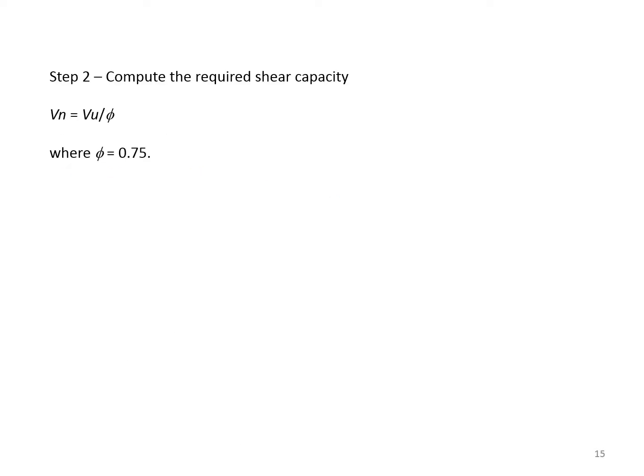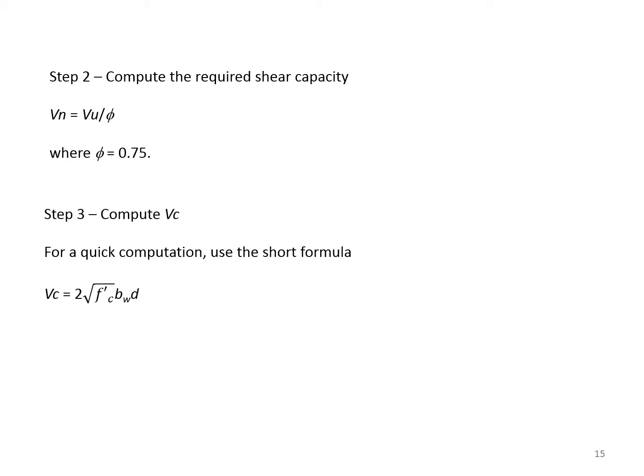Step 2. Compute the required shear capacity: Vn is equal to Vu divided by phi, taking phi equal to 0.75. Step 3. Compute Vc. For a quick computation, use the short formula: Vc is equal to 2 square root of f'c times bw times d. Now, if Vn is smaller than Vc divided by 2, no shear reinforcement is needed.